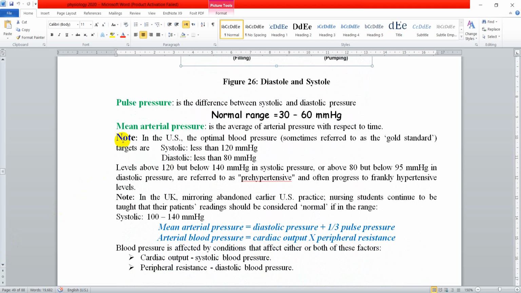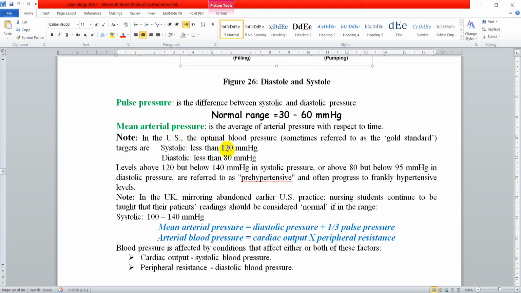The term pulse pressure. Pulse pressure is the difference between systole and diastole pressure. Normal range was 30 to 60 millimeter mercury. While the term mean arterial pressure means the average of arterial pressure with respect to time. بالنسبة للtime, respected to the time.